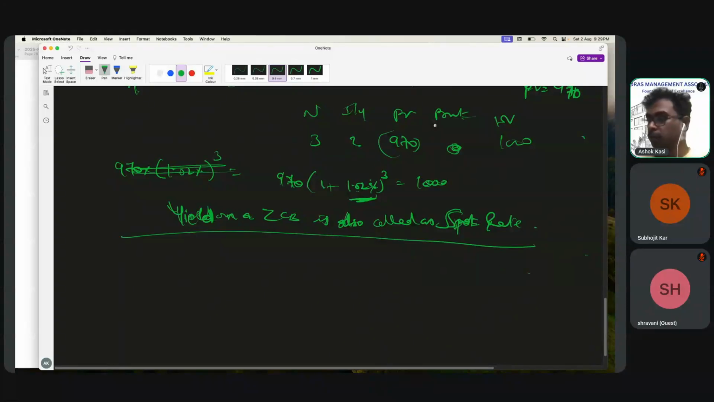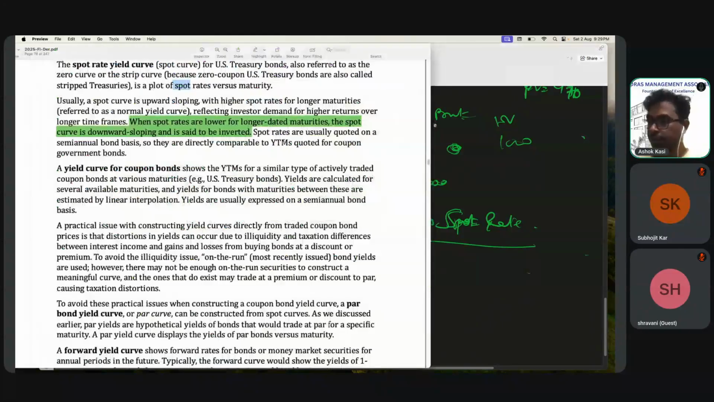So in this bond, what is the yield? 1.02. That is the spot rate. So that's what they have mentioned in all this. When spot rates... can you understand this line? This entire paragraph. Still here you read, till here.